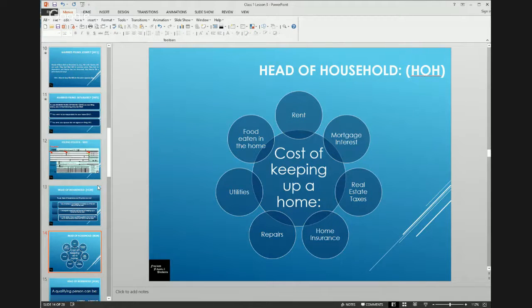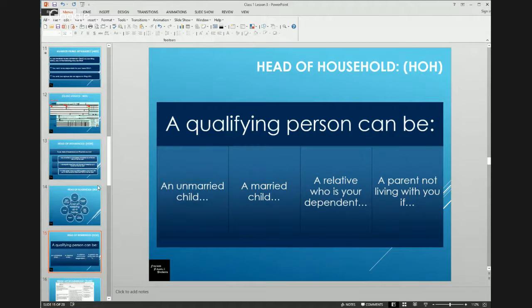It would be rent or mortgage interest, mortgage payments, real estate taxes, home insurance, any repairs, utilities, food that's eaten in the home, anything that goes into the actual upkeep and living of the people in the home. For head of household, you need to have a qualifying person. If you are in your own household and you are supporting yourself, you are not considered head of household. So even though you are providing all of the support in your house, you don't have a qualifying person.